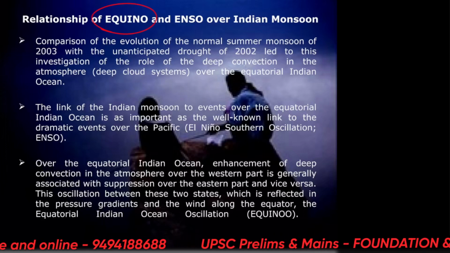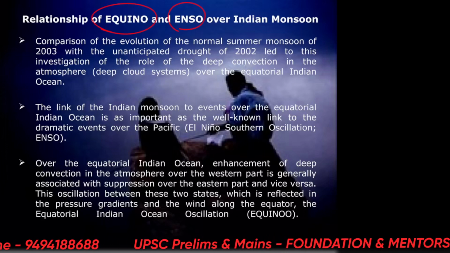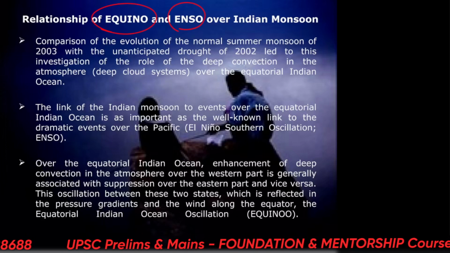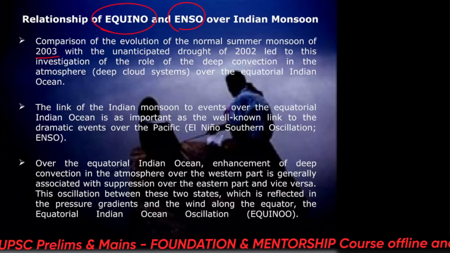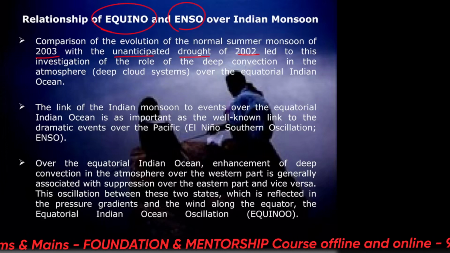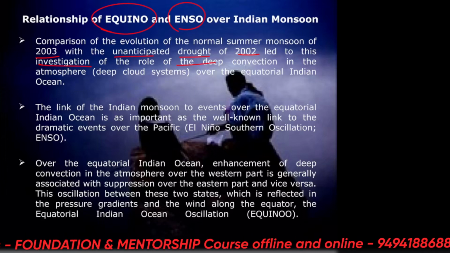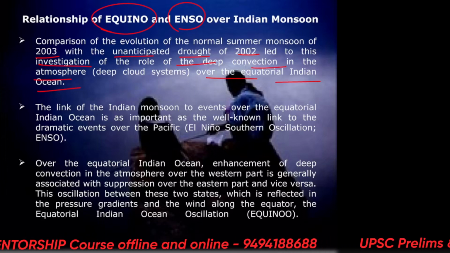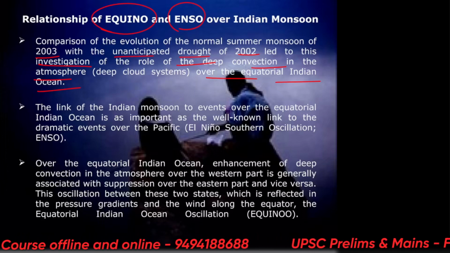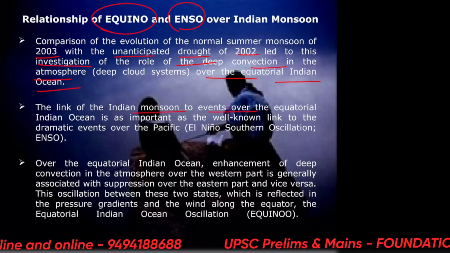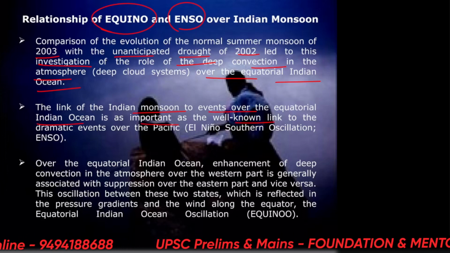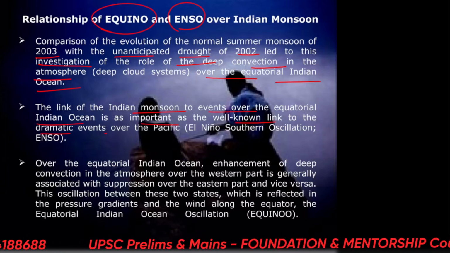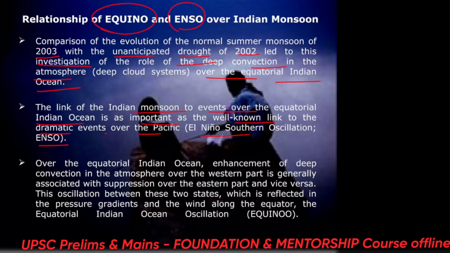So the relationship of El Nino and ENSO, we'll see this also. So a comparison of the evolution of the normal summer monsoon of 2003 with the anticipated drought of 2002 led to the investigation of the role of deep convection in the atmosphere over the equatorial Indian Ocean. The link of the Indian monsoon to events over the equatorial Indian Ocean is as important as the well known link to the dramatic events over the Pacific, El Nino and ENSO.